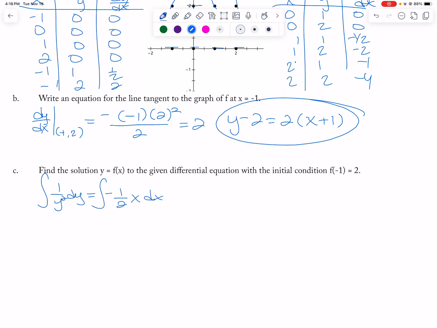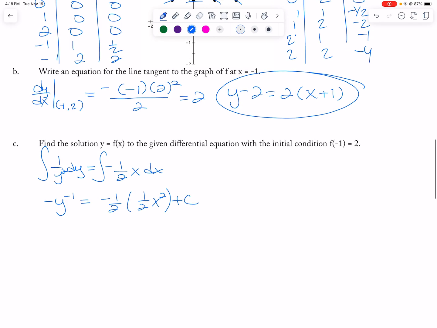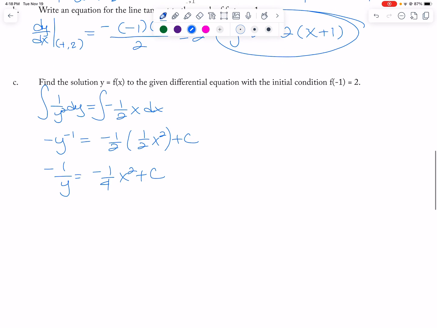Take the antiderivative. It is just like the other one we did, so negative y to the negative first power is equal to negative 1/2 times 1/2 x squared plus c. So negative 1 over y is equal to negative 1/4 x squared plus c. Plug in my initial condition, so I get negative 1/2 is equal to negative 1/4 times negative 1 squared plus c. So c is equal to negative 1/4.